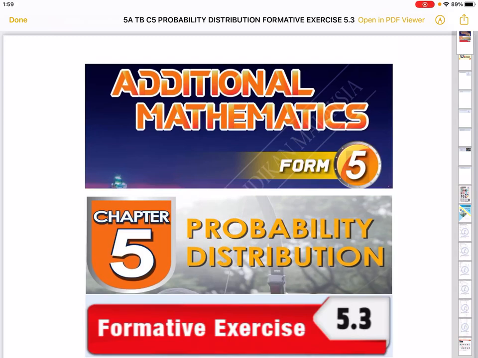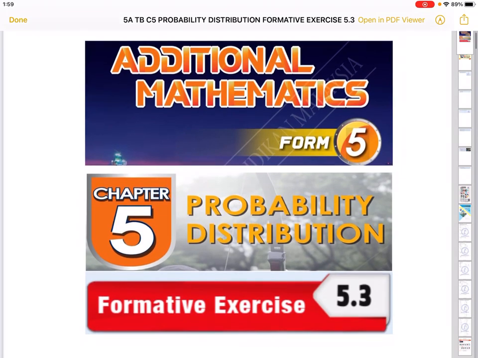Hi guys, this is the Additional Mathematics Form 5 textbook question, Chapter 5 Probability Distribution, Formative Exercise 5.3.